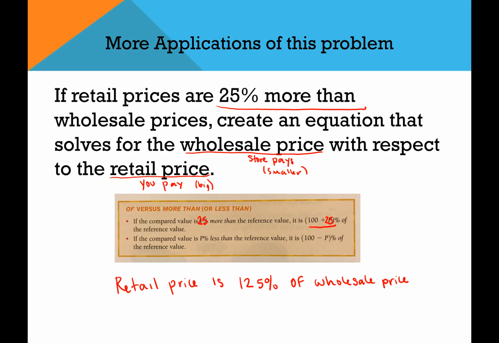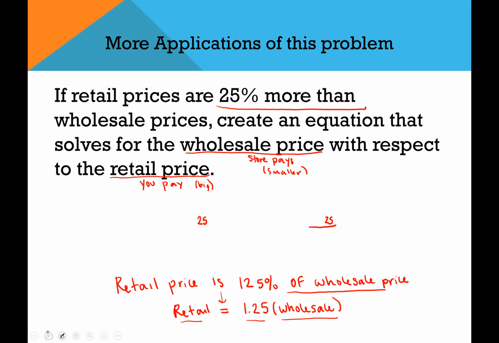Okay, well, this is not an equation, but we can say it is because we know it's 1.25 times. So the retail price, so retail is going to be equal to 1.25 of the wholesale price, so times wholesale. And this makes a lot of sense, that something that you pay for in the store is going to be 1.25 times what the store paid for it. I believe that's the last slide.